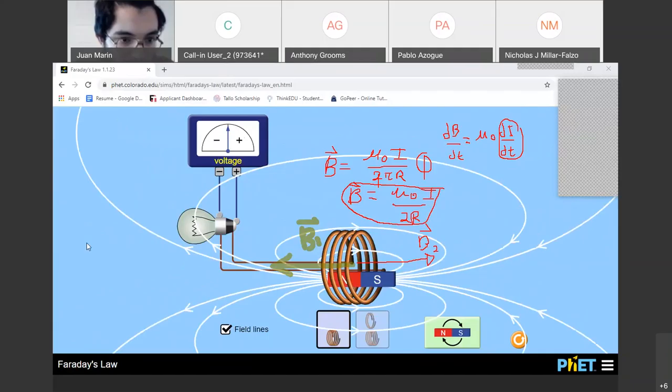So dB dt is mu zero di dt divided by 2r. In that case, of course, it depends on how many loops you have. You multiply the value of the magnetic field by some number n, which is the number of loops that you have. You have four loops over here, so you can multiply by four. So 4/2 is basically 2.